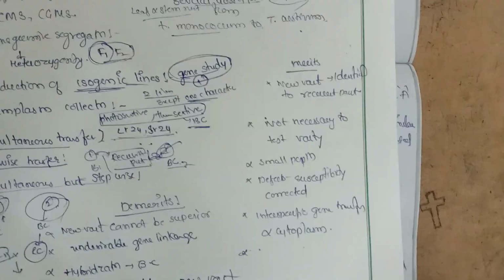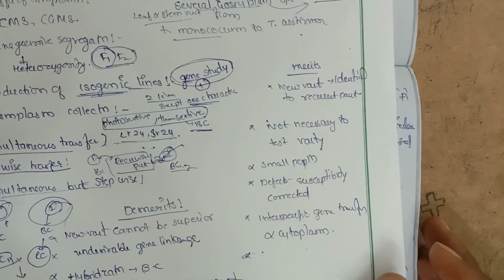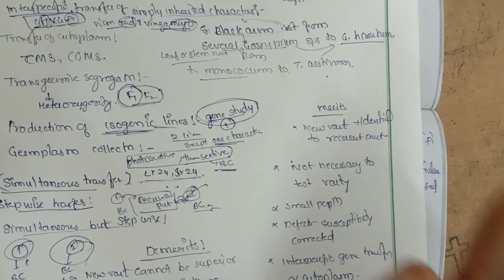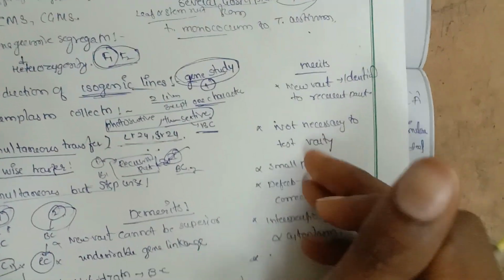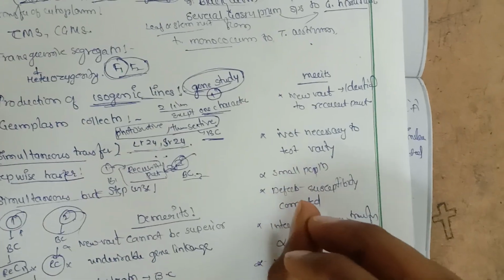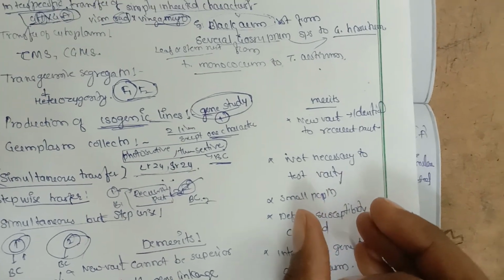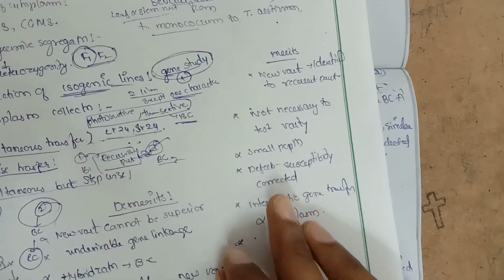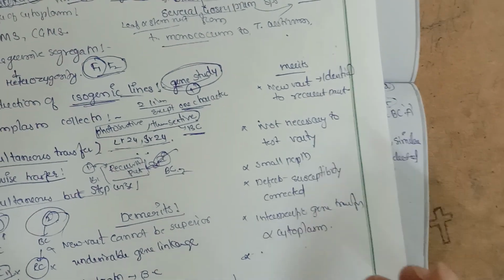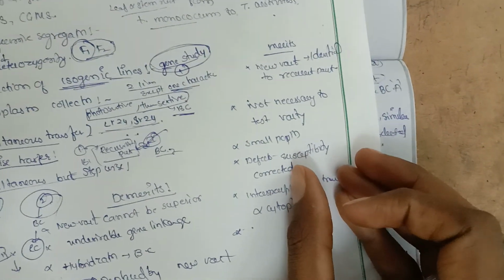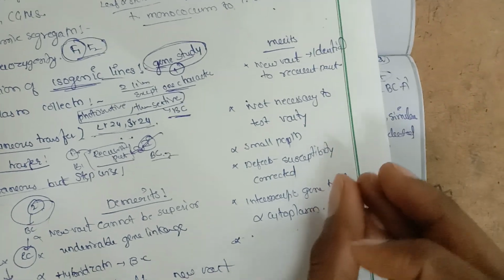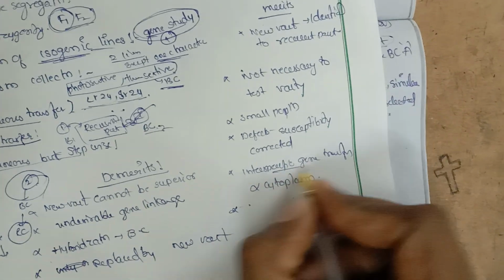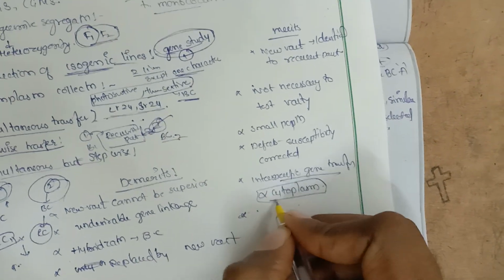And now let us know about the merits and demerits of the backcross. The first merit is that the new variety is identical to the recurrent parent except for one character. So we need not go for testing of the variety. We require a small population compared with the pedigree method. Next, one or two defects, such as susceptibility to a disease, can be corrected here. And interspecific gene transfer or cytoplasm transfer can be done.